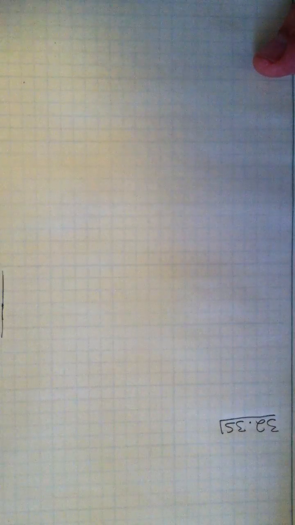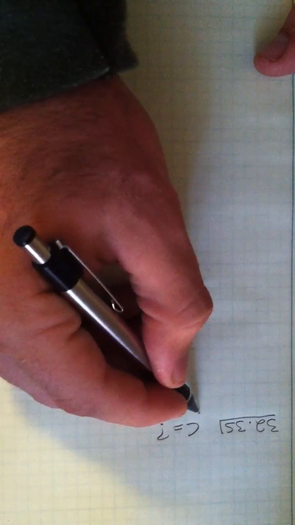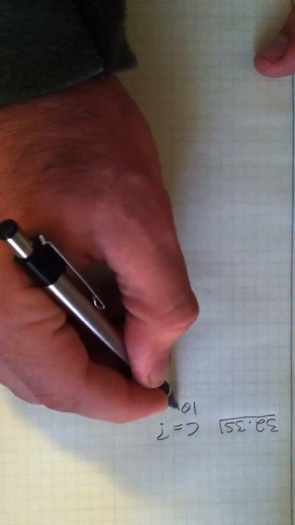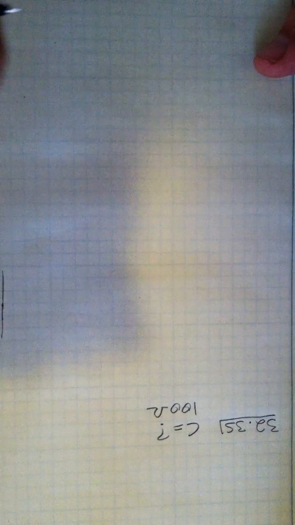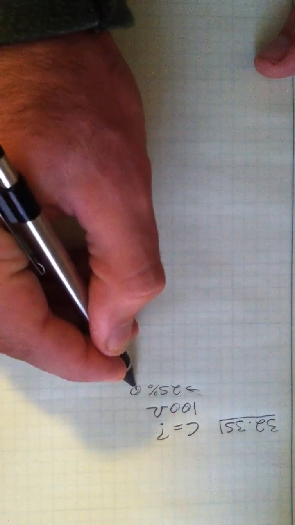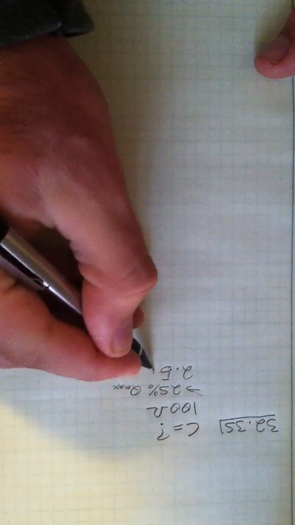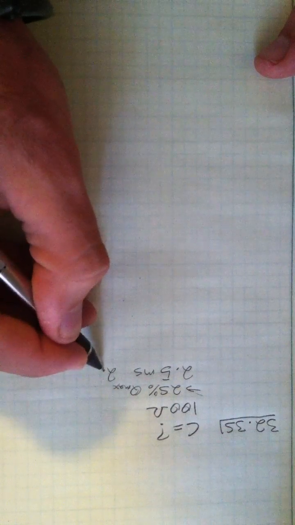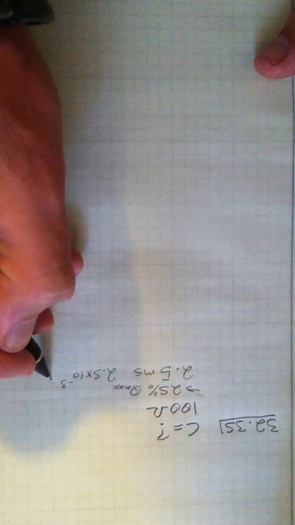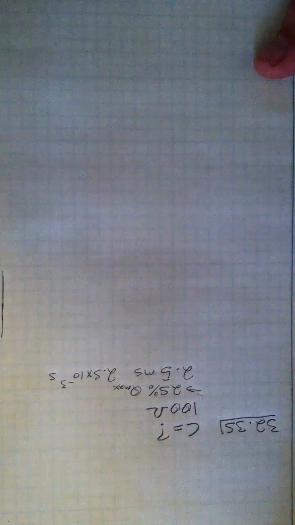Alright, so in this problem, you have a capacitor of unknown capacitance, a resistor of 100 ohms, and you know that it discharges to 25% of its max charge in 2.5 milliseconds, which is 2.5 times 10 to the negative third seconds. So that's what we're given. What we're trying to find is the capacitance of the capacitor.